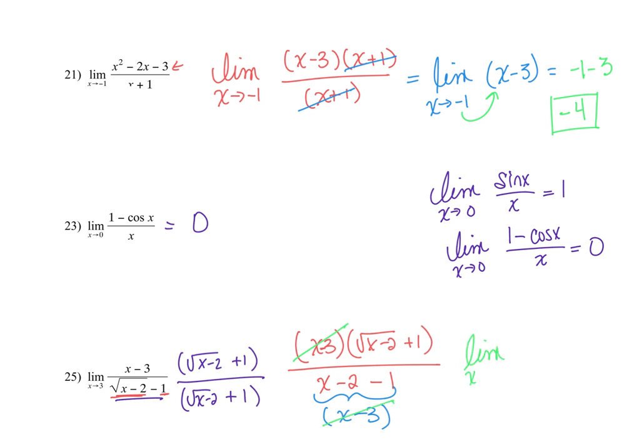The limit as x approaches 3 of the square root of x minus 2 plus 1 does not cause a problem when I plug it in. I can now just plug it in. And so I'm going to take the 3 and plug it in. I have the square root of 3 minus 2 plus 1. The square root of 3 minus 2 is the square root of 1, which is 1 plus 1. My limit here is 2.